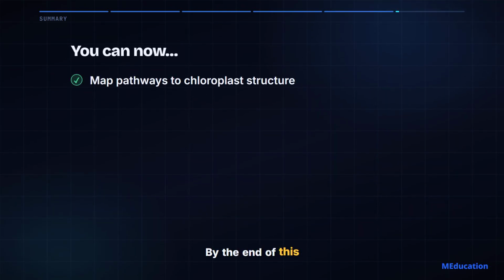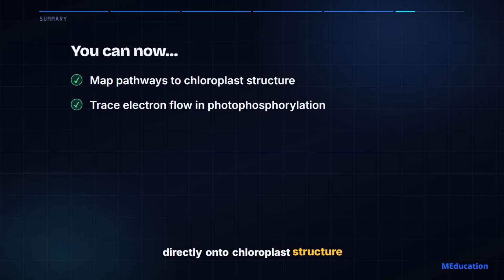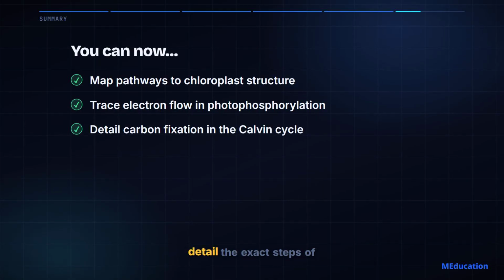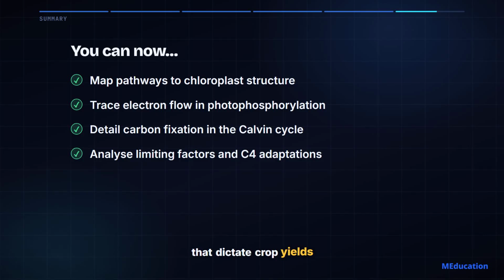By the end of this unit, you will be able to map complex biochemical pathways directly onto chloroplast structure. You can trace electron flow, detail the exact steps of carbon fixation, and analyze the environmental factors that dictate crop yields. Get your flashcards ready for the acronyms and never study the biochemistry in isolation from the cell structure.